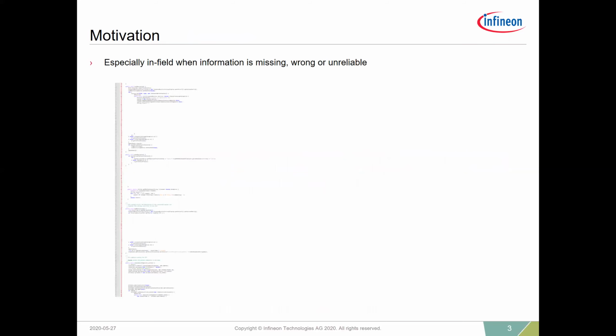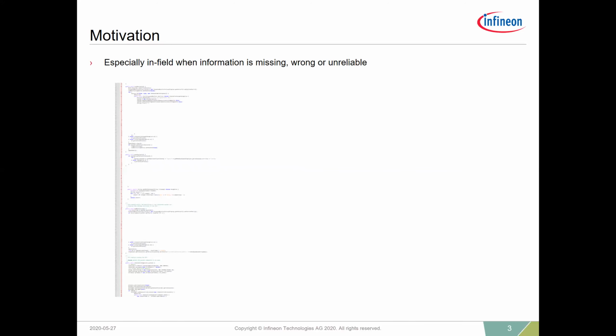Another problem is, especially in the field, when information is missing, wrong, or unreliable, we have many more problems because debugging gets even harder. Imagine you're in the field and there's an error appearing, but no one knows the complete system due to IP or something, then you will have a big problem. You could now start with reverse engineering, but this is of course cumbersome and maybe not the best idea.